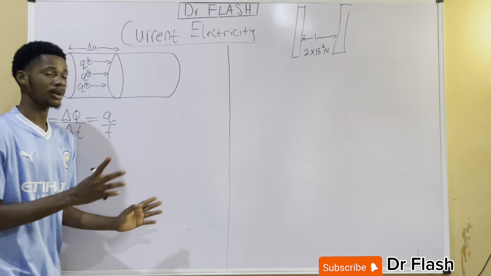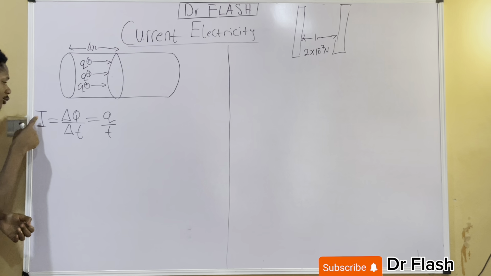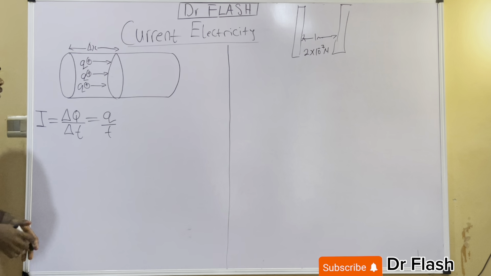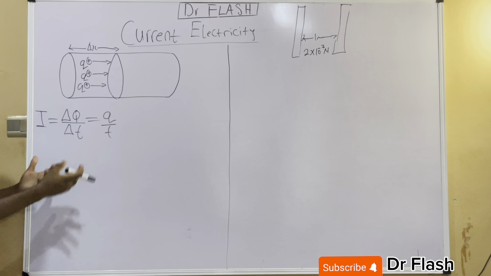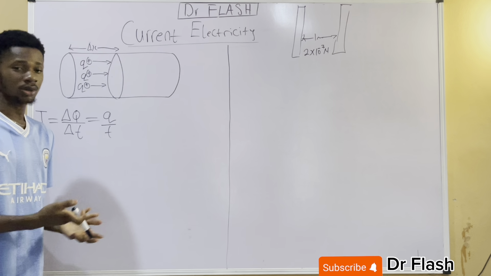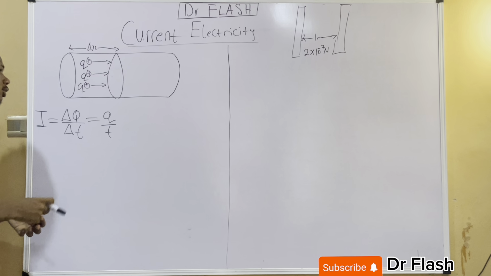1 ampere. That is the first definition, which has now been broken down to I equals Q over T, the rate of movement of charge. So either of both definitions are correct. It all depends on the context or what you are dealing with. So that one is for 1 ampere.